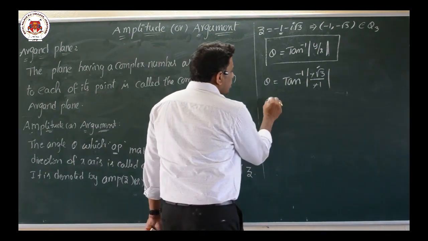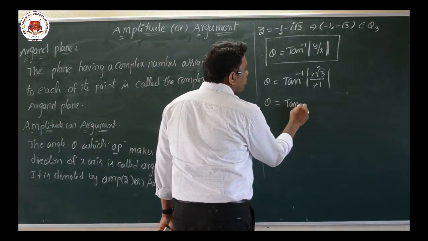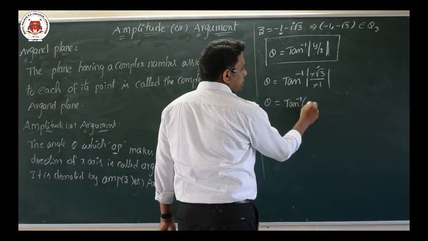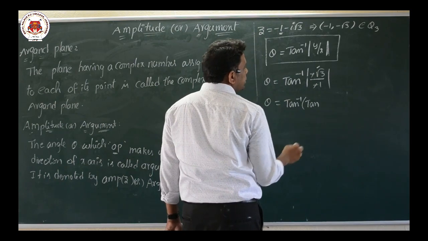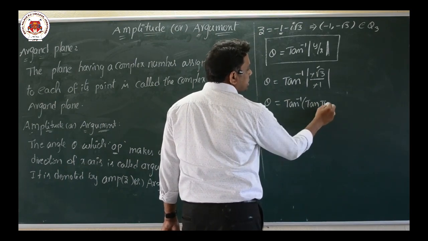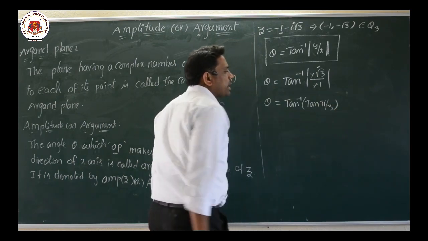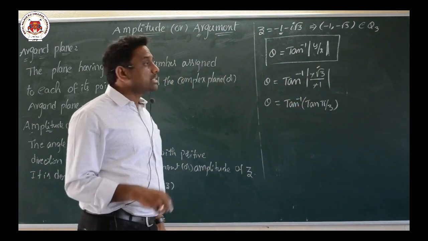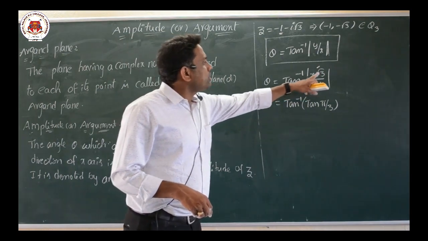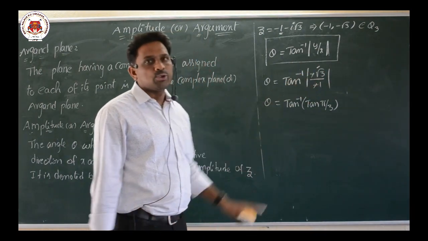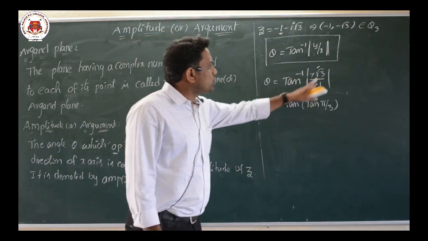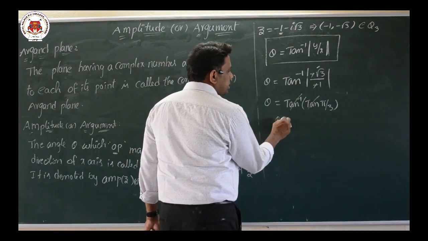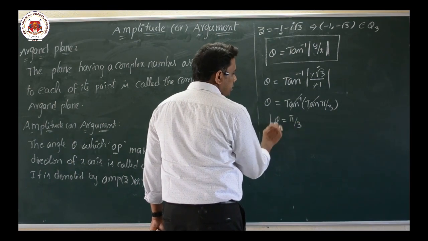You have just copied the table. You can check when the tan value is root 3. The tan value is root 3 when the angle is 60 degrees, and 60 degrees means pi by 3. Since we have tan inverse outside, inside we must write the value in terms of tan only. When tan is root 3, because root 3 by 1 is root 3, that means tan 60 degrees, pi by 3. So tan inverse and tan cancel, and theta equals pi by 3. Now I have got the theta value.